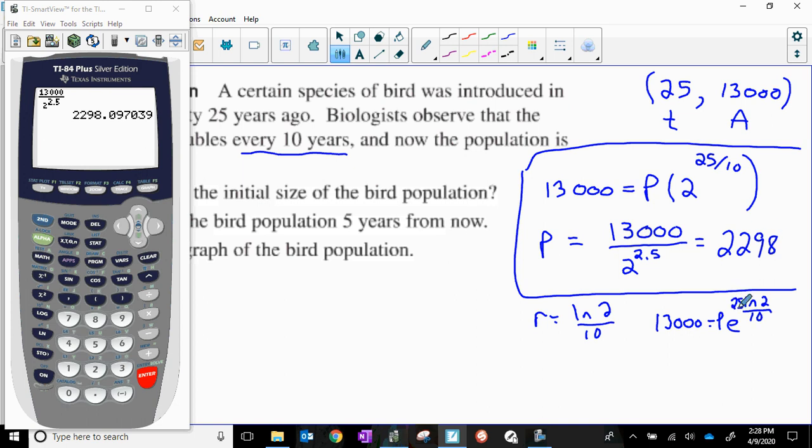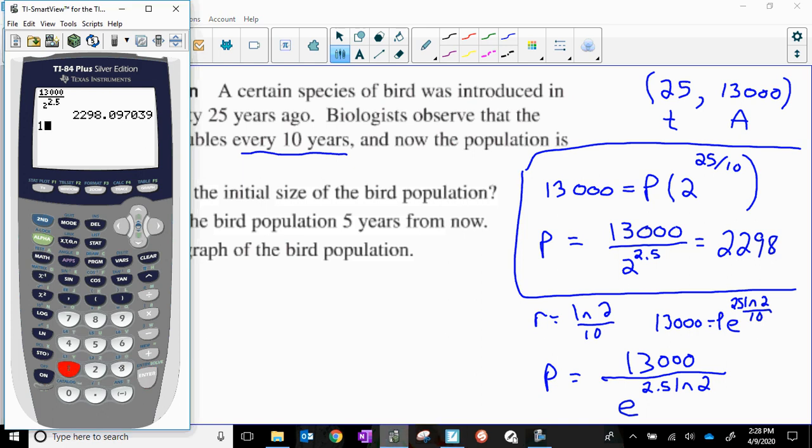And if you don't want to think very hard and try to do anything by hand, if you would just solve this equation for P, you would divide by e to the, let's see, 25 divided by 10, just to make it easier to type, 2.5 natural log of 2. If you pop that power up there, those cancel out. You can see it's the same thing. But for those of you not believing me, I'll show you with the calculator. I can use the divide.